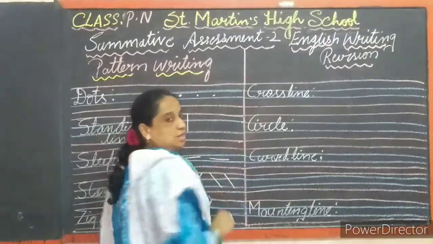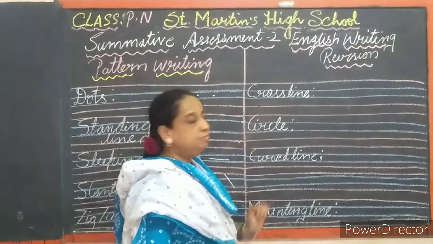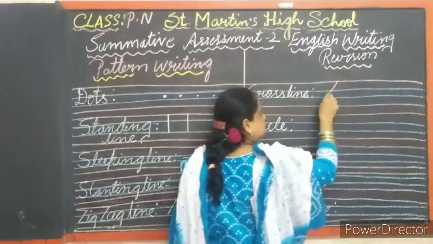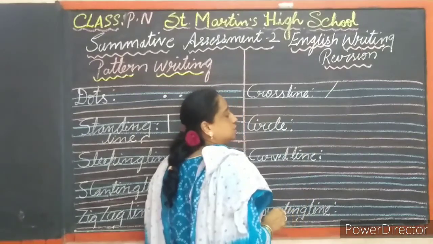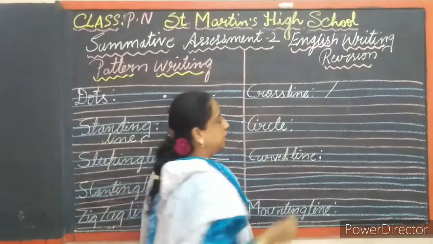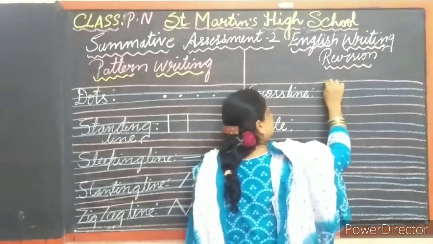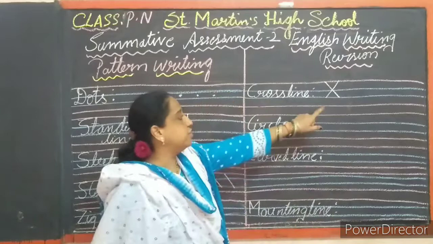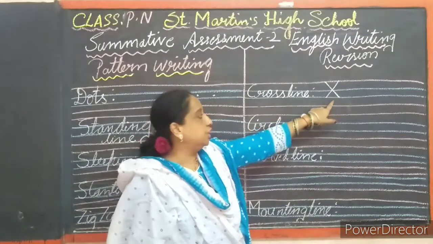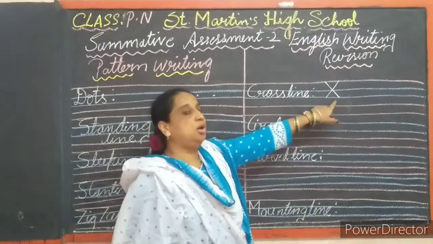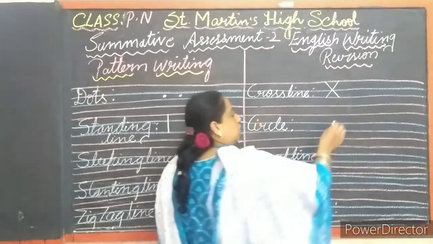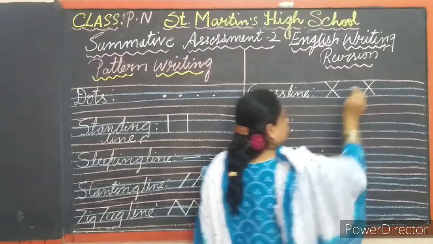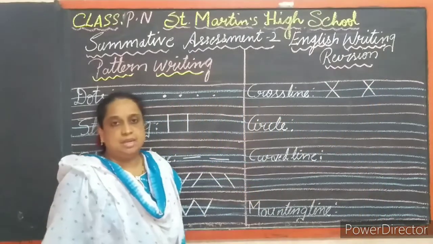Next is cross line. For cross line also we should use slanting line. First you should write right slanting line from the top red line to the second blue line, one right slanting line, again one more left slanting line from the top red line to the second blue line, draw one left slanting line, makes cross line. Understood, children? Cross line. I hope you all understood what I am going to write. Yes, once again I am going to write the cross line. This is cross line.